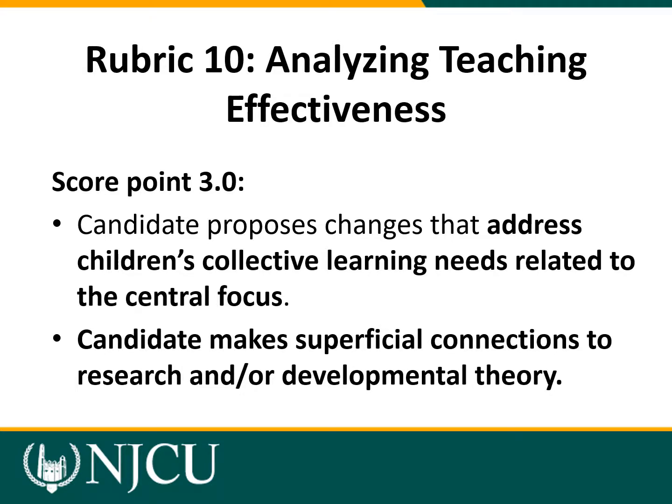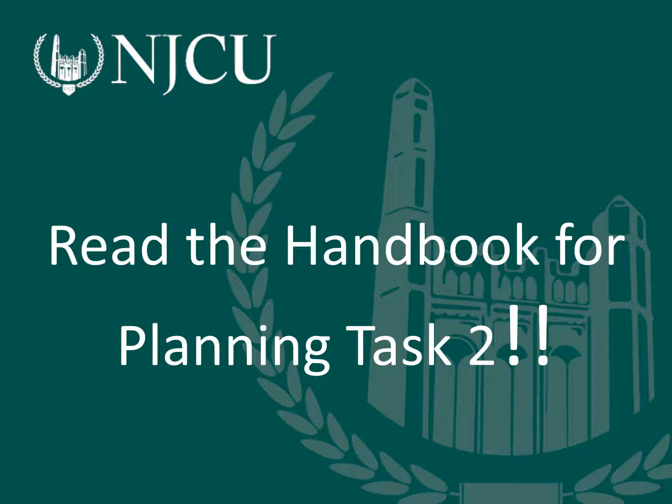So I could have given more support for vocabulary. I could have provided more vocabulary words. I could have modeled the vocabulary a little better. I could have modeled the reading better. I could have modeled the writing better. I could have given them more examples. Do you see what I mean? What you are proposing would be better has to relate to your learning objective. And also that you make connections to research and or developmental theory. So have something in there about research and developmental theory. And that's the end. So make sure you read the handbook for planning task 2. Come back to this video again and again if you need it, and you're going to do great.